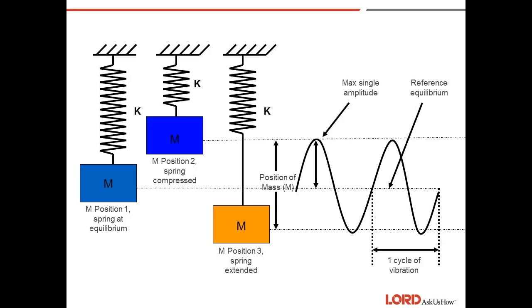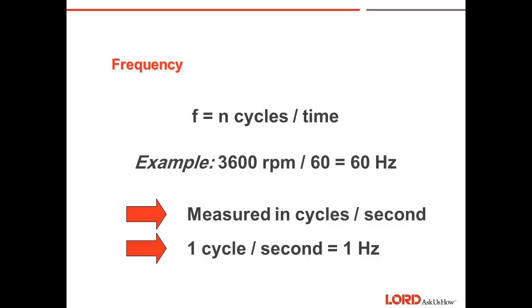Frequency. Frequency is the number of cycles that occur in a unit of time. It is typically measured in cycles per second, also known as hertz. In this example, we may have a motor running at 3600 RPM, divide by 60, and you get 60 hertz.